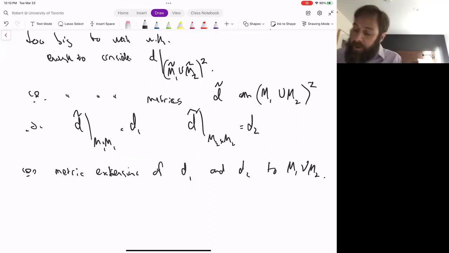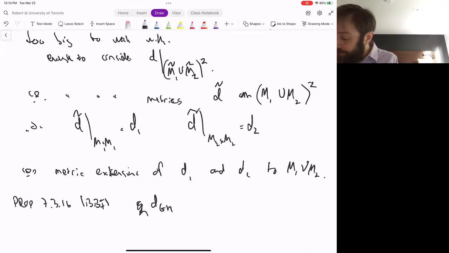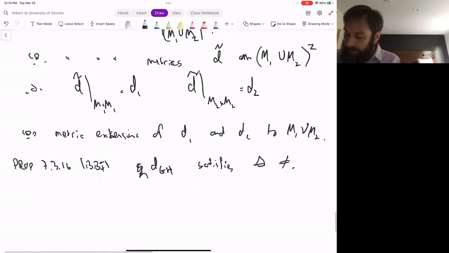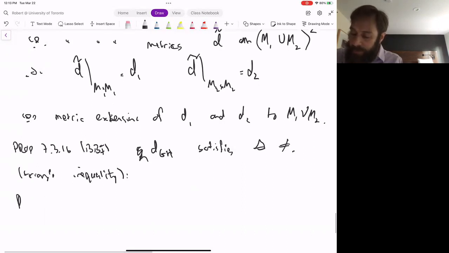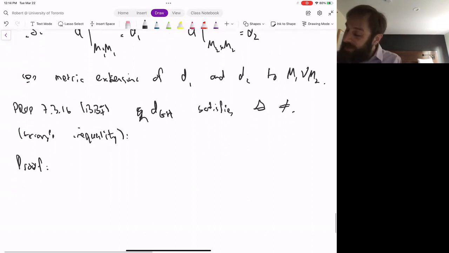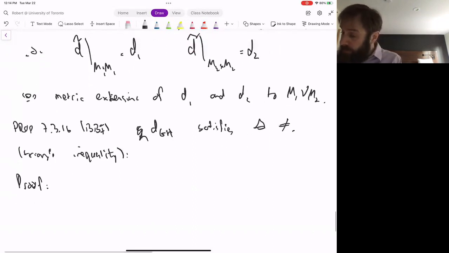So let's verify a claim. This is a proposition, again, from Burago and Ivanov, which is that this Gromov-Hausdorff distance actually satisfies the triangle inequality. That's my short form for the triangle inequality. And so let me illustrate how you would do this. So what do I need to check?